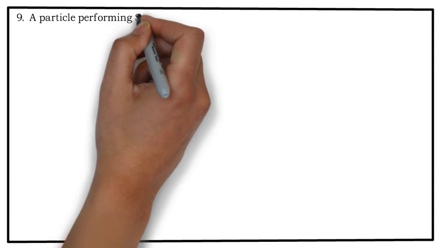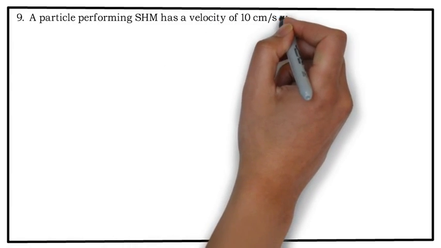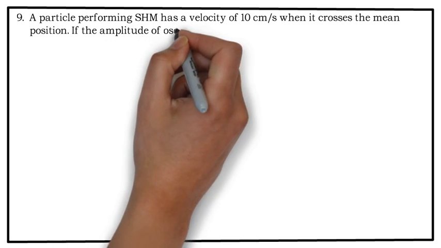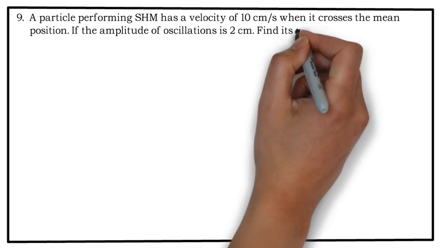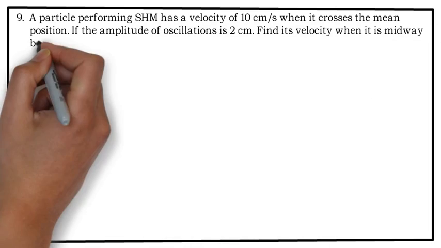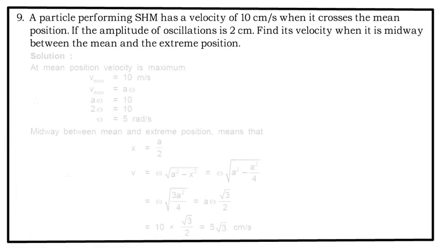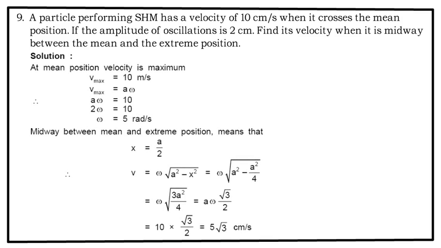Problem number 9. A particle performing SHM has a velocity of 10 centimeter per second when it crosses the mean position. If the amplitude of oscillation is 2 centimeter, find its velocity when it is midway between the mean and the extreme position. From the problem you can come to know that Vmax is equal to 10 centimeter per second. Vmax is equal to a omega. Now Vmax formula is known to us, that is a omega is equal to 10. So omega is equal to 5 radians per second.